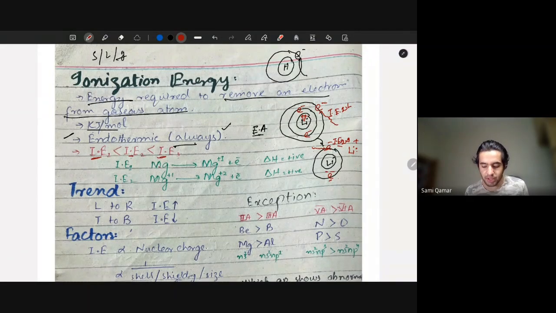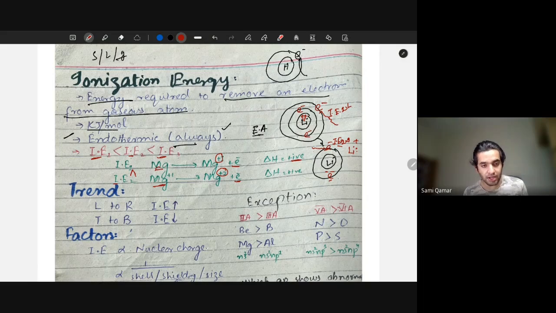So here we go, we have magnesium. We are removing one electron from magnesium, giving Mg+1, and one electron has been removed. We supplied energy, right? And for the second ionization energy, we need to remove another electron. So we remove two electrons. Now this is gone, so this is known as the second ionization energy. First ionization energy is less than second ionization energy.